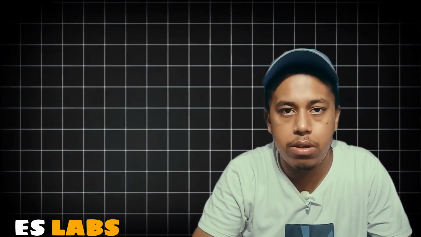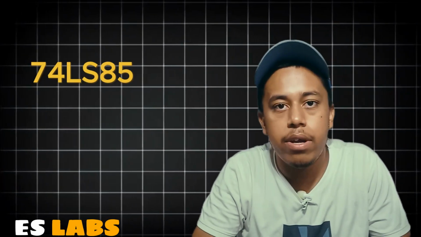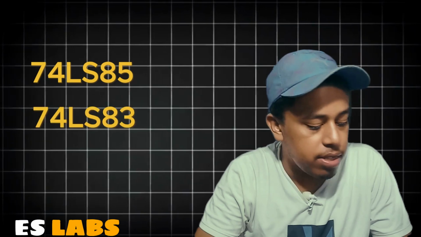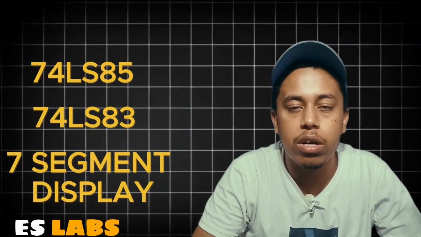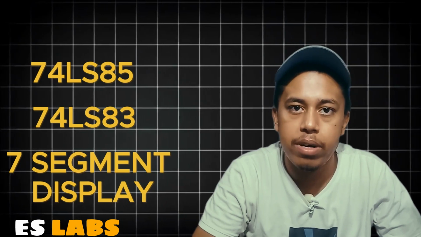Hi, my name is Utpal Anurag and this is the video of experiment 7. In this video, we are going to test each IC that we require in experiment 8. The first IC is 74LS85, which is our comparator, and the second IC is 74LS83, which is our adder. The third component that we are going to test is the 7-segment display.